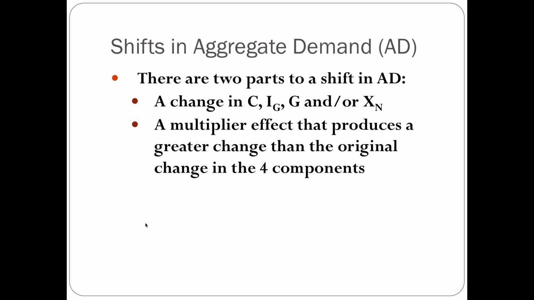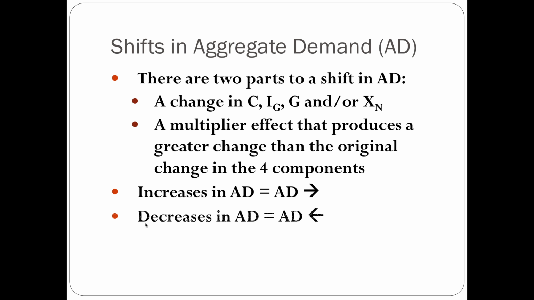Now, there are two parts to a shift in aggregate demand. The first one is going to be a change in consumption, gross private investment, government spending, net exports. You might recognize those. Those are the four components of gross domestic product. You also have what's called the multiplier effect that produces a greater change than the original change in those four components. And we're going to focus on the multiplier a little bit more at a later date. An increase in aggregate demand shifts it to the right, decrease shifts it to the left.